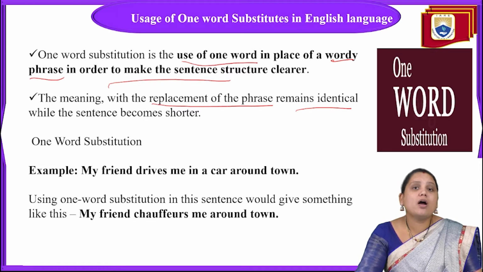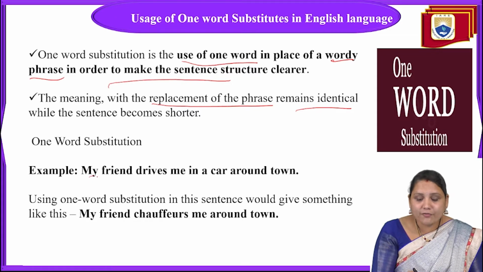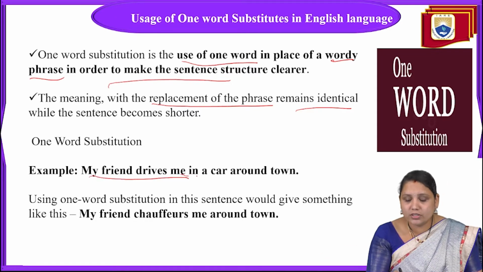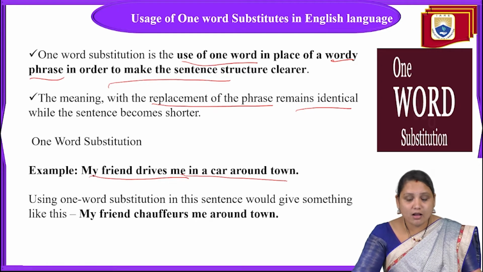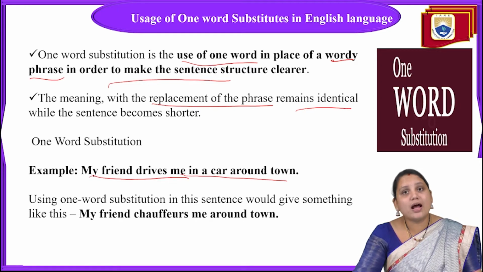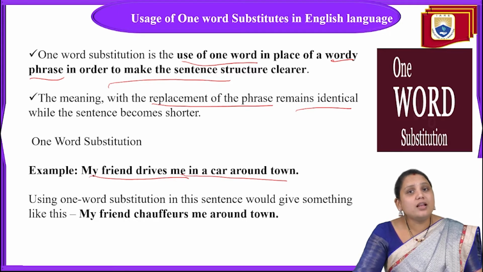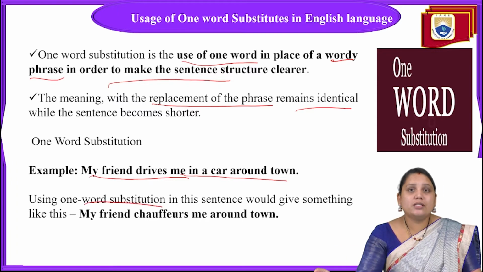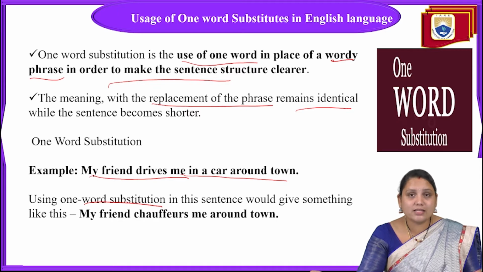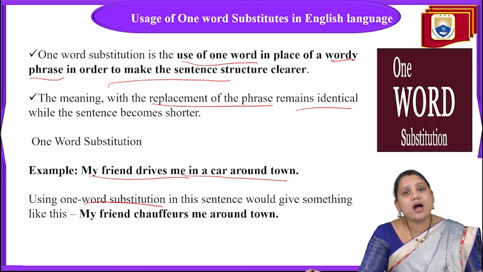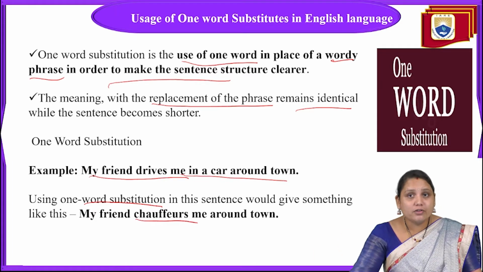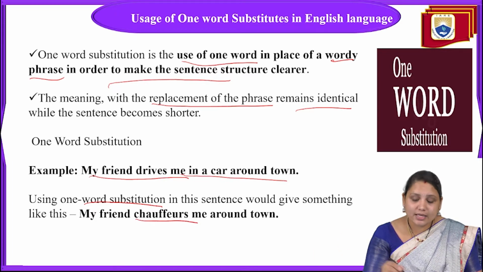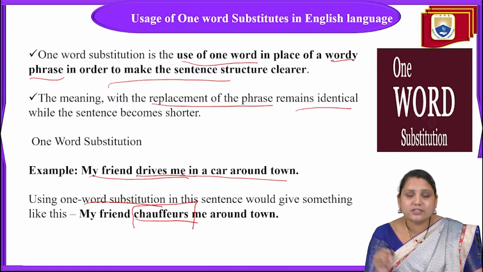One-word substitution. Now, what is it? Example: my friend drives me in a car around town. This is the general sentence which we usually use in our conversation. Now let us try to replace it with one word. Using one-word substitution in this sentence would give something like this: my friend chauffeurs me around town. That is, the meaning of this word is "drives me".